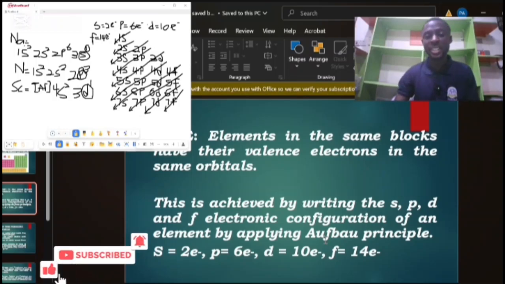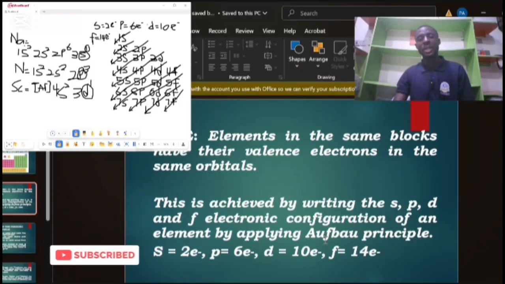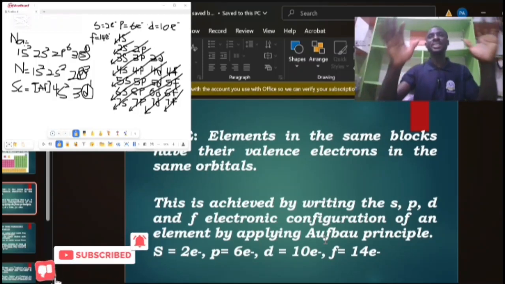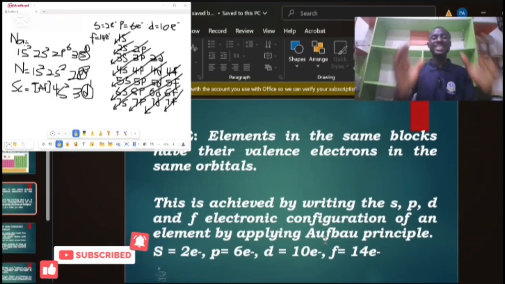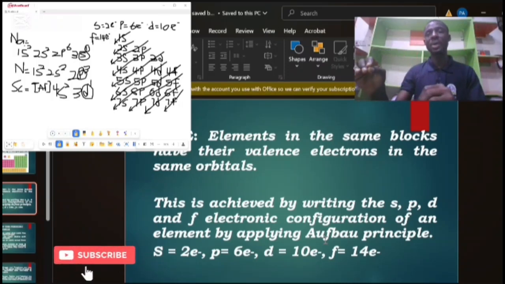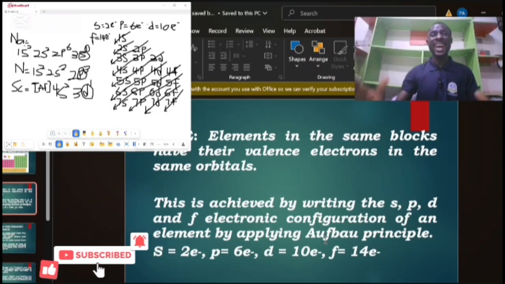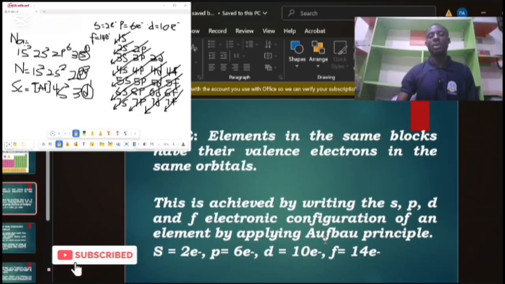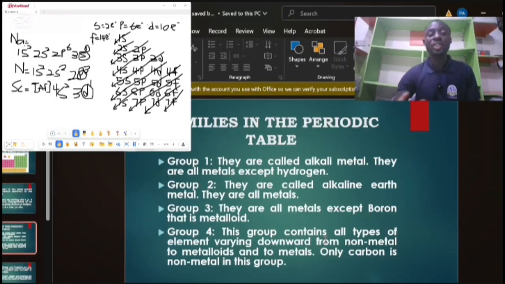So we have here, elements in the same block have their valence electron in the same orbital. If an element is in the D block, all elements in the D block, that means their valence electron ends in what? In the D orbital. If all elements are in the S block, that means their last electron ends in the S orbital. That's what we are trying to say here. Now, let's come to families in the periodic table.